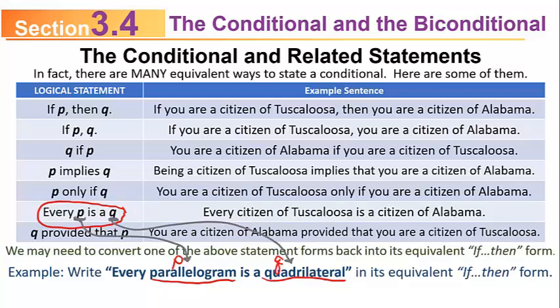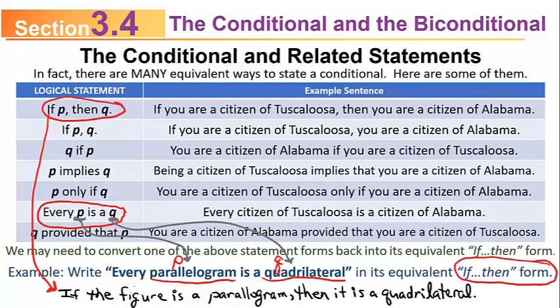So that tells me that the part about the parallelogram is the P, the part about it being a quadrilateral is the Q. So I can change it back to an if-then form by saying basically if parallelogram then quadrilateral, and then putting in a few words to make the sentence flow. So instead, I'll say, if the figure is a parallelogram, then it is a quadrilateral. It's really just that simple. You're going to use that chart to turn the statement back into if P then Q, and if it's necessary to add a few words to make it sound better grammatically, then you can do that as well.